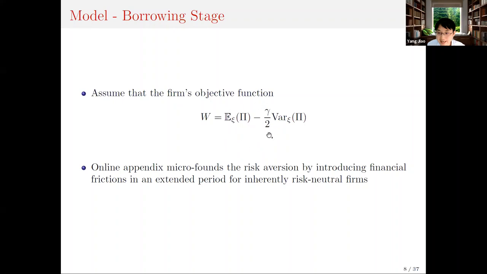Okay, so although we directly assume a risk averse utility function for the firm, in our online appendix, we actually micro-found this utility function by introducing financial frictions in an extended model for inherently risk neutral firms. Essentially, risk neutral firms plus some forms of financial frictions will give you some formula of this risk aversion.